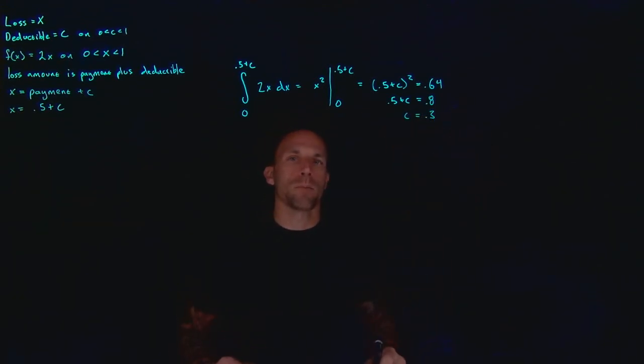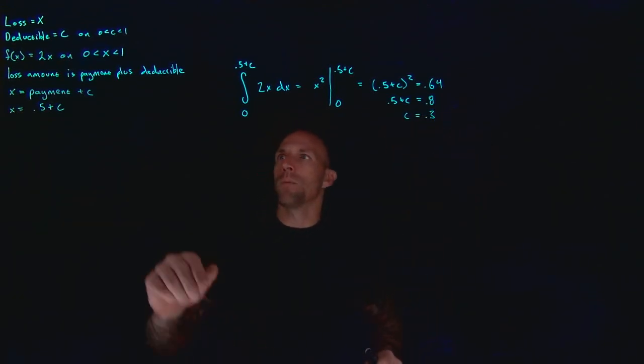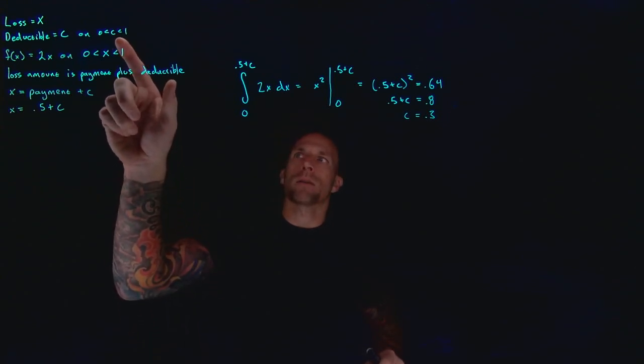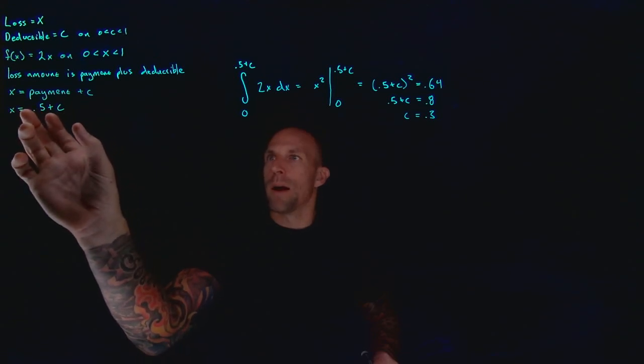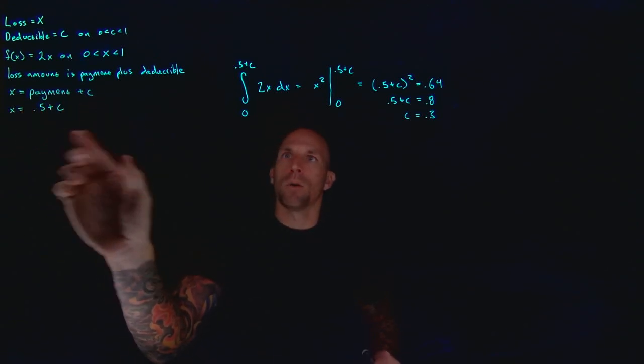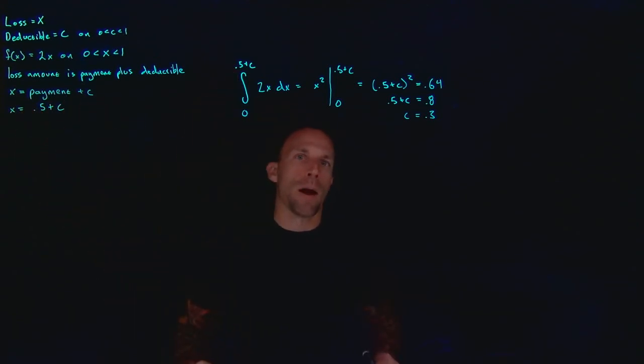The value of our deductible is C, and we can have at least some confidence that we are correct because it is within our constraint, and it is right there in our answer choices as B. So loss amount is payment plus deductible, and that serves as the upper bound of our integration.